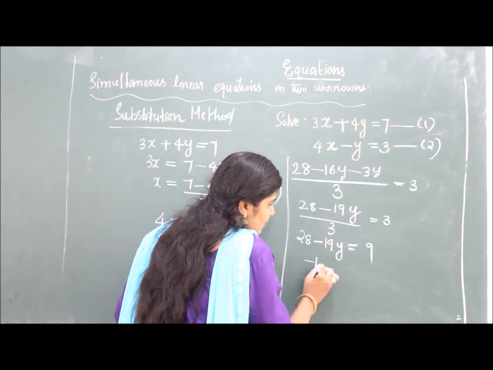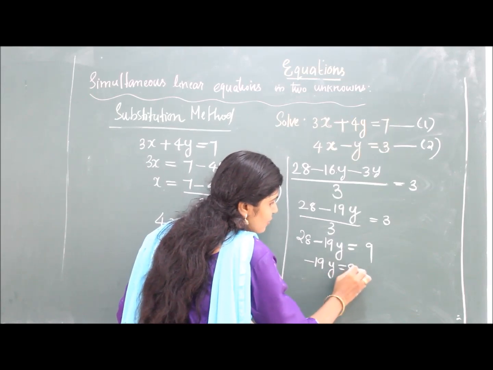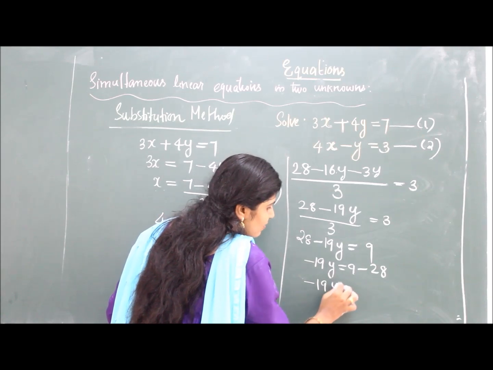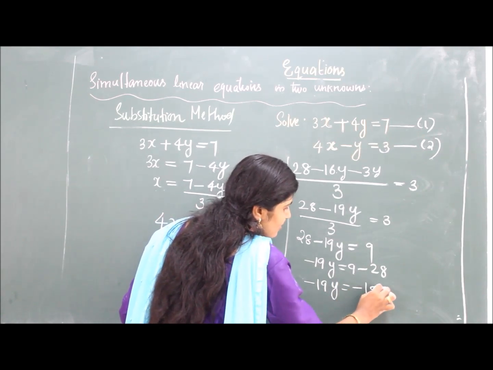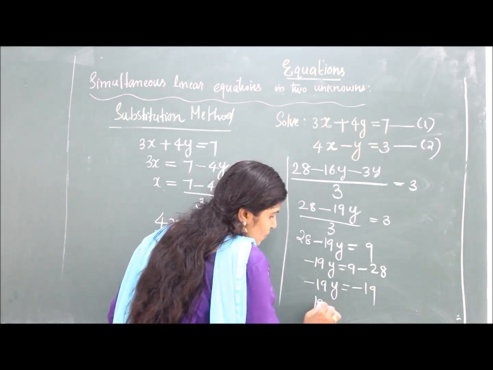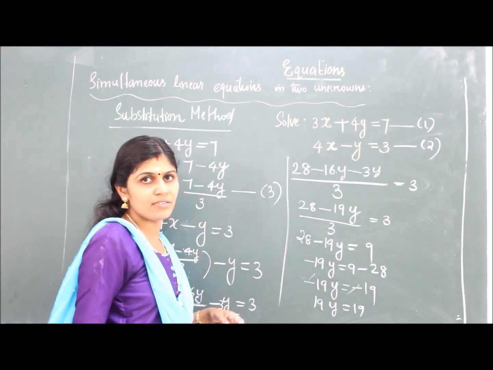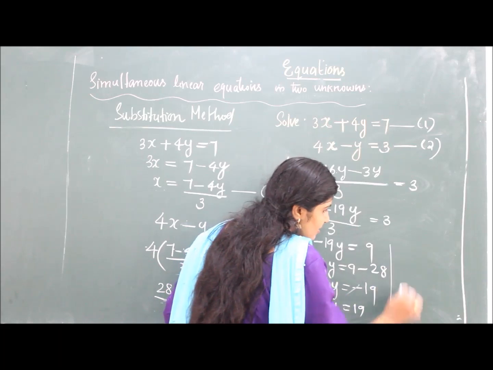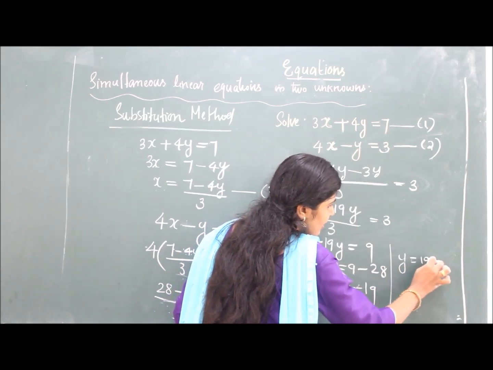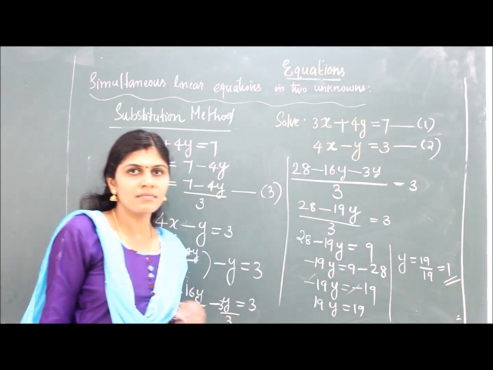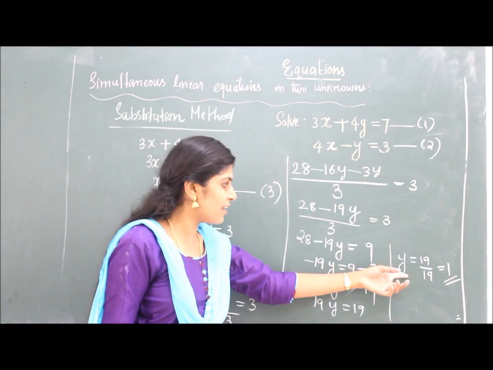Now I can do this. Minus 19y is equal to 9 minus 28. So minus 19y is equal to minus 19. So 19y is equal to 19. I can just cancel it like this. So what do I get? y is equal to 19 by 19, which is 1. Okay. So here I have obtained y as 1.